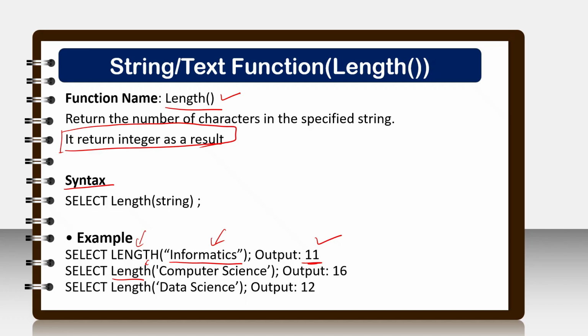Computer science: length is 16. It will count spaces also. So 1, 2, 3, 4, 5, 6, 7, 8. R तक 8 हुए, then this is 9, then 10, 11, 12, 13, 14, 15, 16. So output is 16. Same way for data science: 1, 2, 3, 4, space is 5, 6, 7, 8, 9, 10, 11, 12. So output is 12. So this is the way length function works.